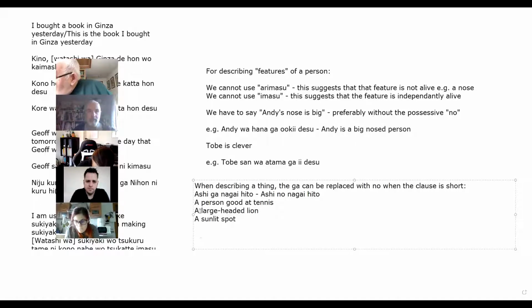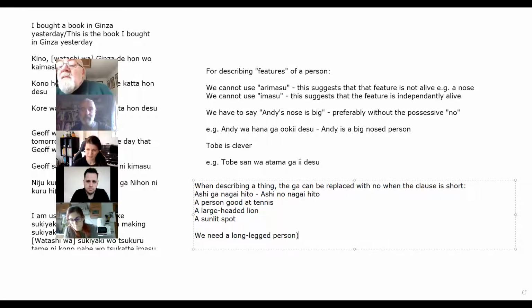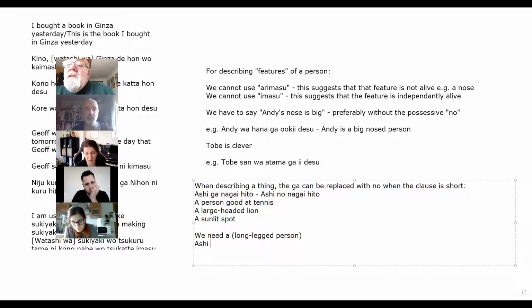So for example, if you had a sentence like, we need a long-legged person. I don't want to make this long-legged person anything more than a very short and compact subclause. So in this case, we would say, ashi no nagai hito ga hitsuyou desu. I don't want too many gas. If I use ga in here, ashi ga nagai hito ga hitsuyou desu, it's unclear.